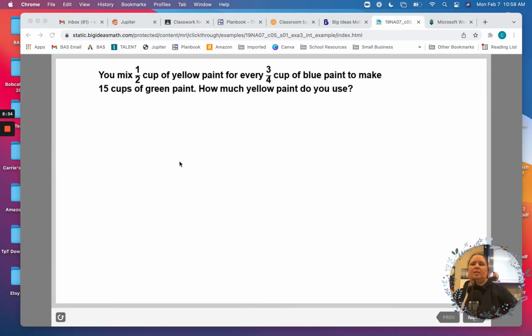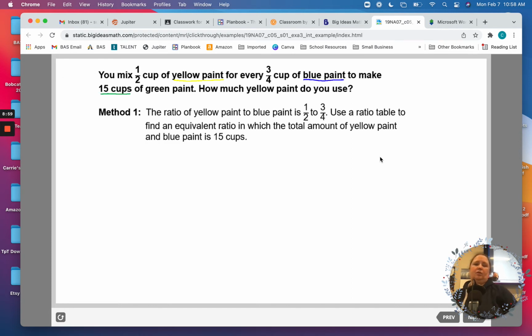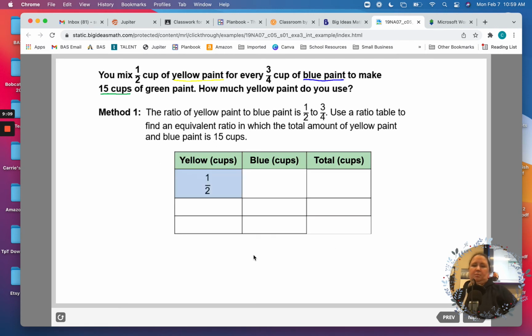Okay, so you mix a 1/2 cup of yellow paint for every 3/4 cup of blue paint to make 15 cups of green paint. How much yellow paint do we use altogether? Okay, so we're going to have to compare these ratios here. Which one goes on top? The 1/2. We're comparing yellow to blue. Very good. So 1/2 to 3/4. Okay, and then we want the total to equal how much? 15 cups. Very good.